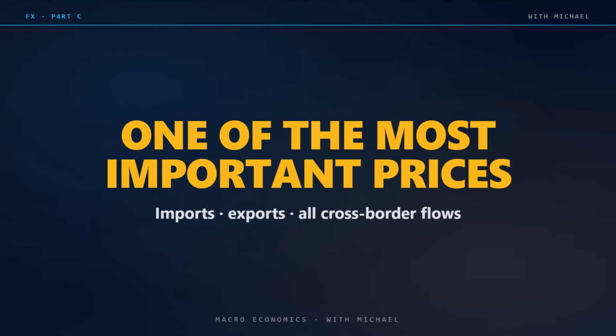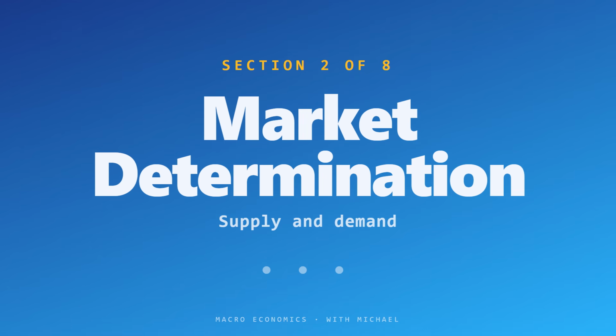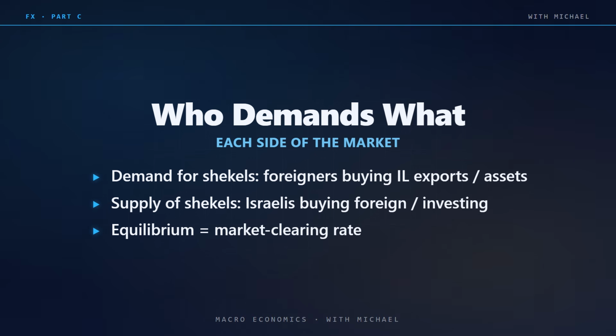Section 2. How exchange rates are determined. In free markets, exchange rates are determined by supply and demand. The demand for shekels comes from foreigners who want to buy Israeli goods, invest in Israeli assets, or take vacations in Israel. The supply of shekels comes from Israelis who want to buy foreign goods, invest abroad, or travel internationally. When demand exceeds supply at the current rate, the shekel appreciates. When supply exceeds demand, it depreciates.